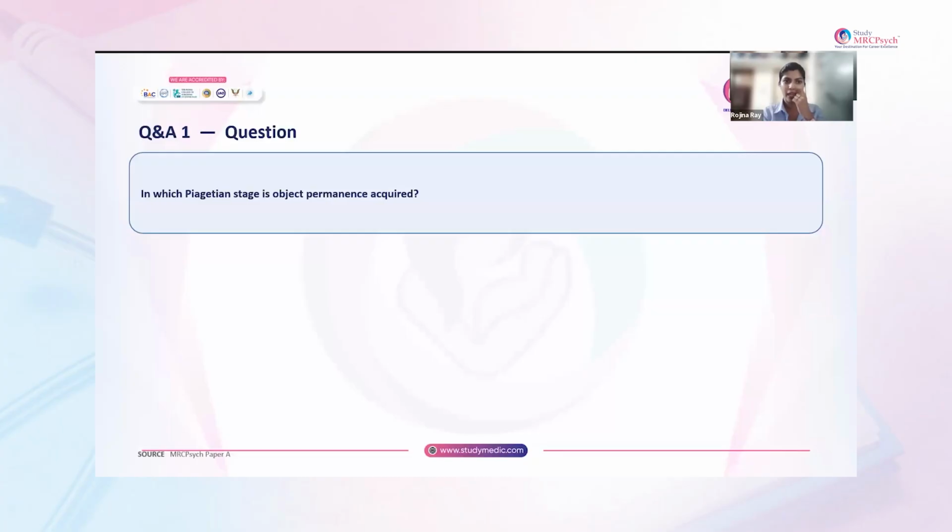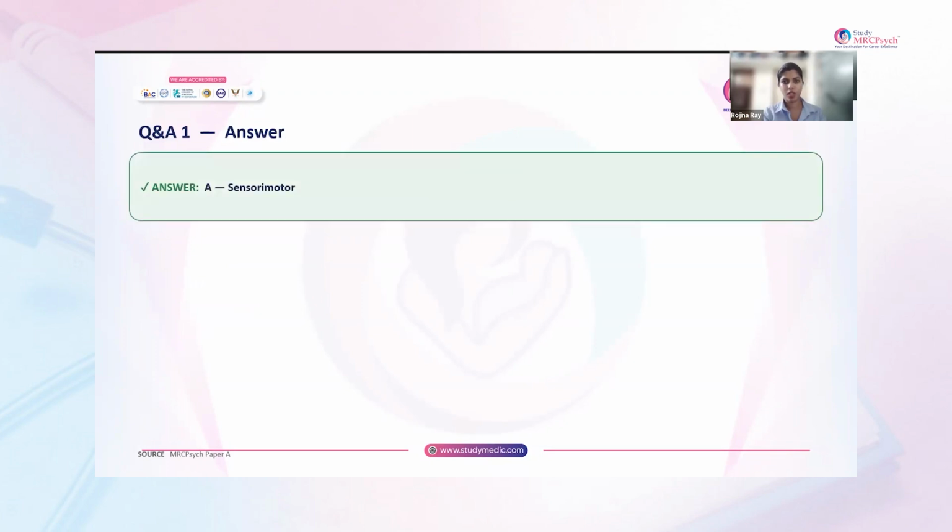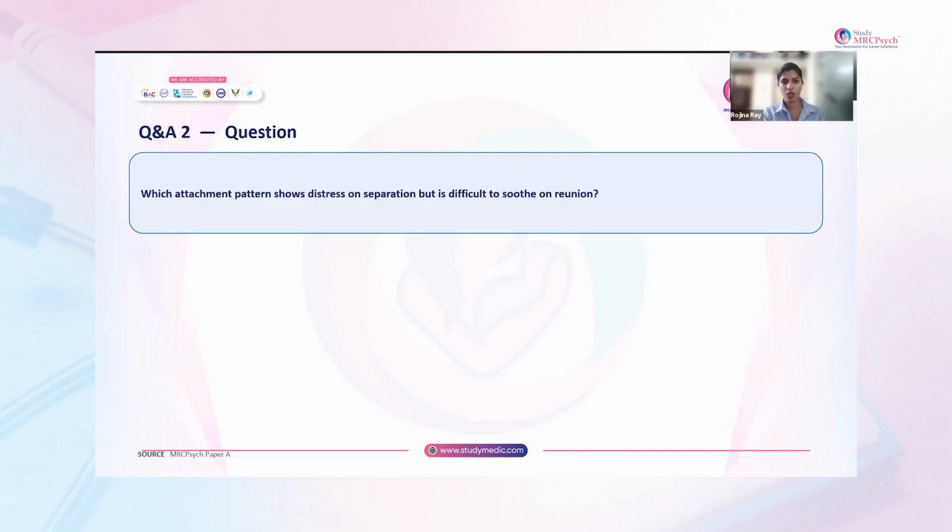In which Piagetian stage does object permanence occur? Can you try to answer? These are the options. So the correct answer is sensorimotor stage. Object permanence, that is knowing that an object can exist even if it is out of sight, is called object permanence. It develops during the sensorimotor stage.